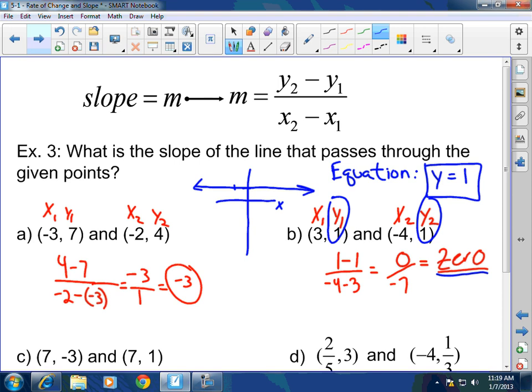Oh, wait a second. The y's are the same. Slope is 0. Oh, wait a second. The y's are the same. The equation is y equals that value. Does that make sense? Hello? Okay.